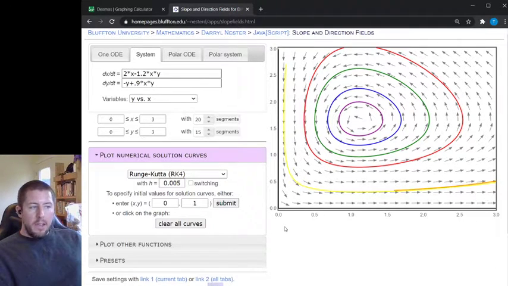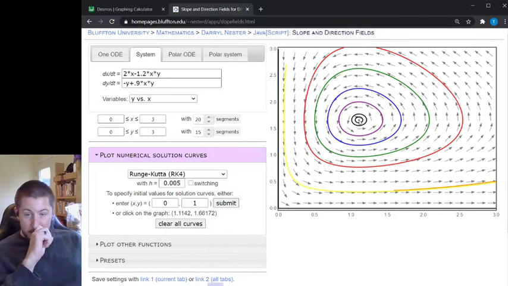The other thing that I want to look at here is the other graph I suggested to you. So I'm going to clear these. Oh, by the way, real quick, notice that if I keep on clicking in closer and closer and closer, we're getting these tighter and tighter circles.